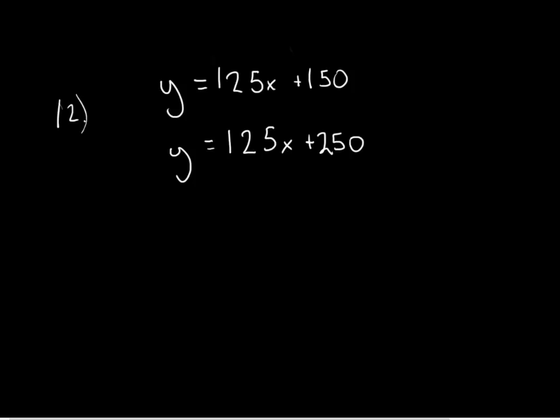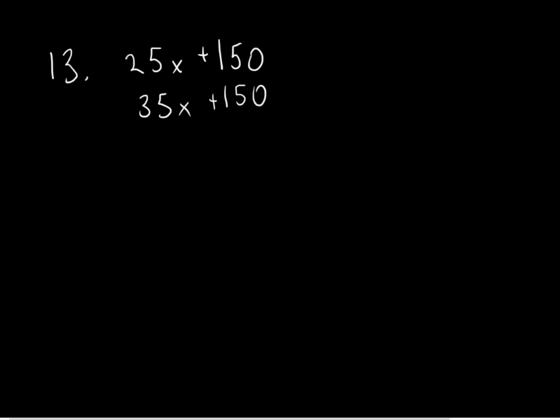If you sift through all the words in number 12, these are the two equations. Well, what's been changed from one equation to the next? The slope or the y-intercept? And what does that mean in the context of the problem? Number 13 isn't much different. What's changed? The slope or the y-intercept? And what does that mean for the problem?